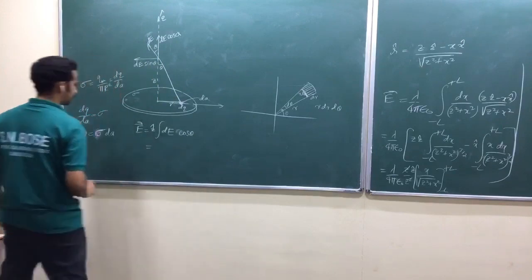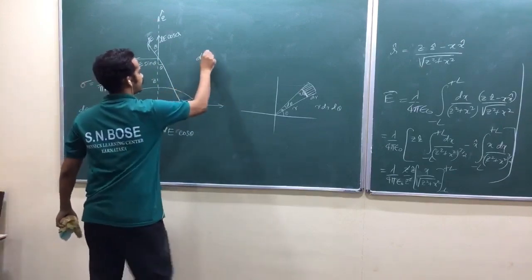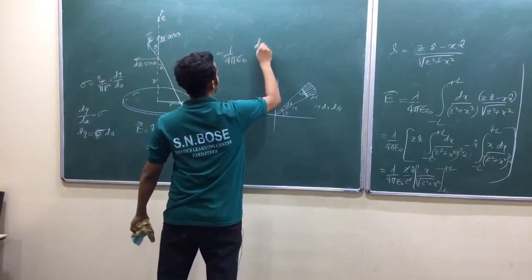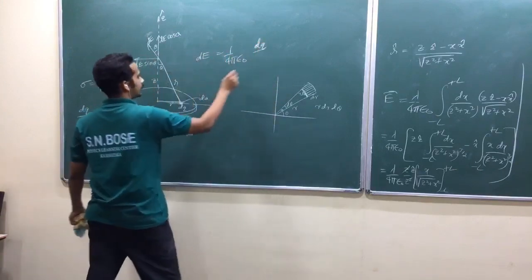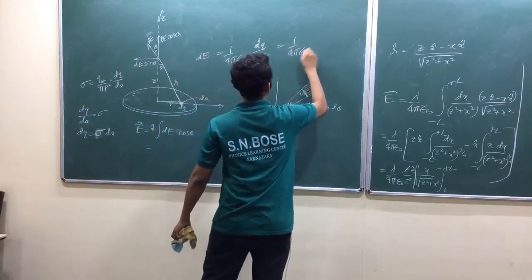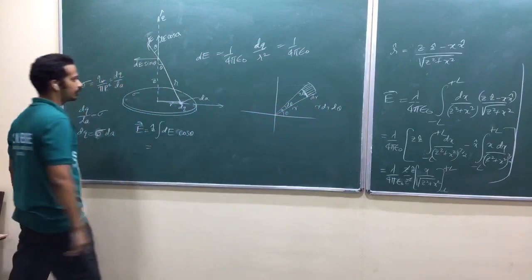Now start working out. What is dE? 1 by 4π epsilon naught dq divided by italic r square. Am I right? 1 by 4π epsilon naught. So, what is italic r?